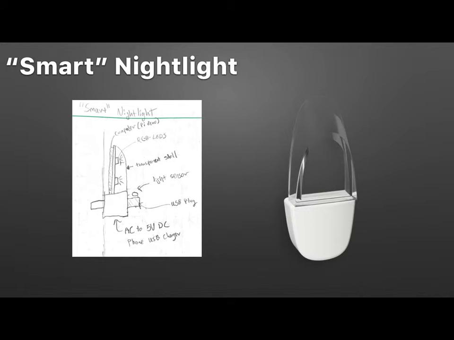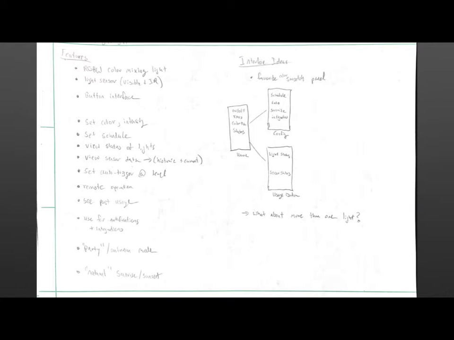So the idea is just a nightlight. It's got a little light sensor on here, and it's got some RGB LEDs in here, so you can change the color of it, right? And it's Wi-Fi connected, as it should be. So that's the basic idea. Just kind of sketched that out.